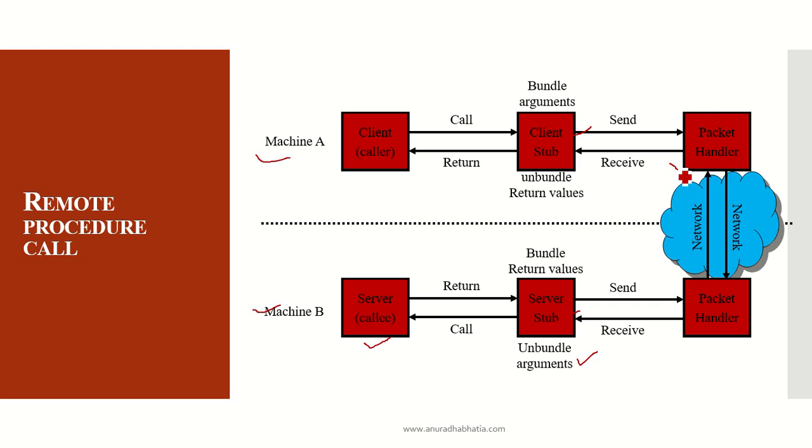The packet handler of machine A receives it, and that goes to the client stub, where the unbundling of return values is done. That is, they are mapped with the actual variables, and then it is returned to the client caller. This is how the dummy function is put in place for remote procedure calls to work precisely, so that the return values and the arguments are mapped with each other.